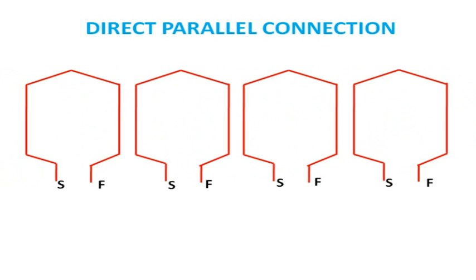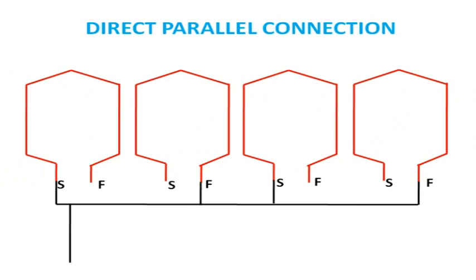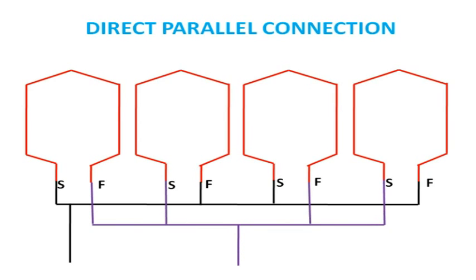You can see direct parallel connection. Here we have four coil groups and we are connecting the starting and finish of all coil groups in one terminal, and the other finish and starting of the other coil terminals will be connected, and finally the winding A1 A2 terminals will come out.